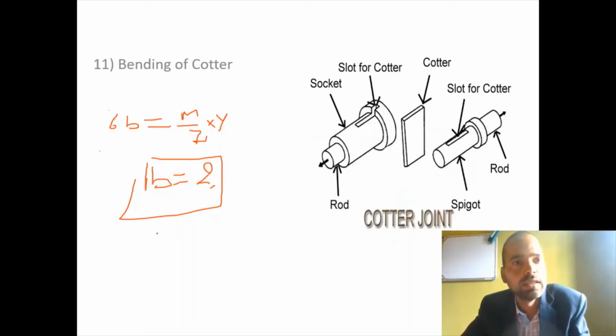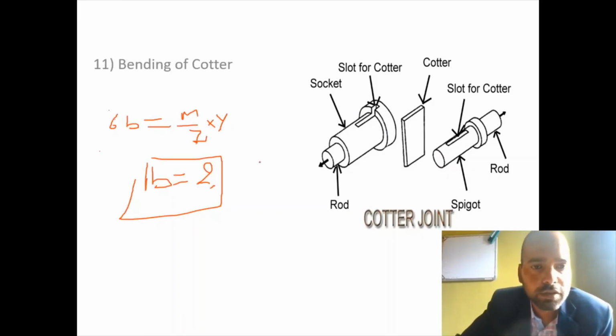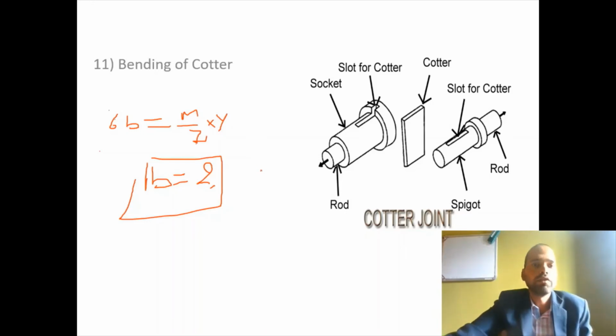If you see, in case of double shear also we have got B, and for this also we are getting B. So from those, shear failure of the quarter and bending failure of the quarter, we have to consider the maximum value of B.